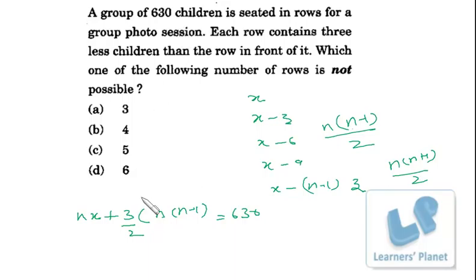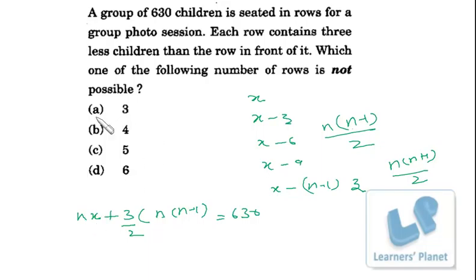Now from the options we have to find out which number of rows is not possible, right? To make it very simple, we quickly use the options. Suppose I put n is equal to 3 and just see whether it is possible to have an integral value of x or not. If we are able to get an integral value of x by putting n as 3, then it is possible to have 3 rows. If we are not able to get an integral value of x for any of these numbers, then that number of rows is not possible.